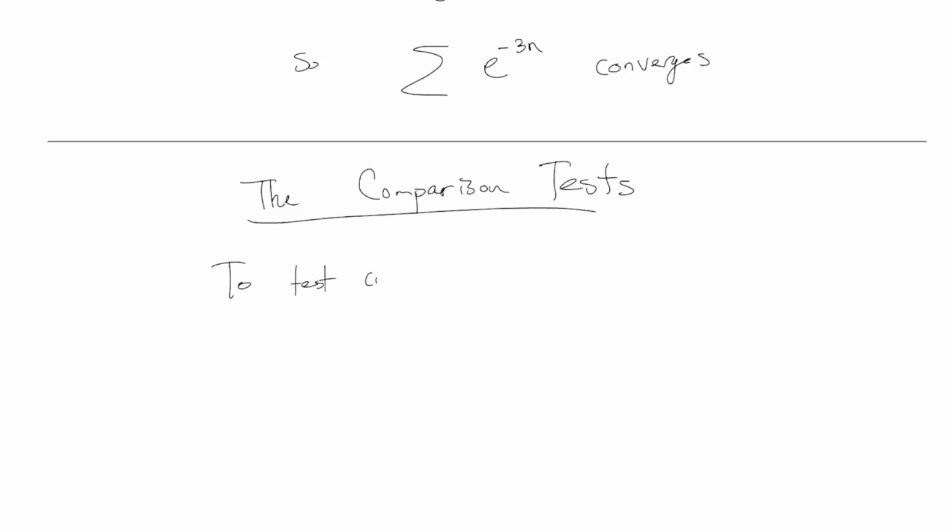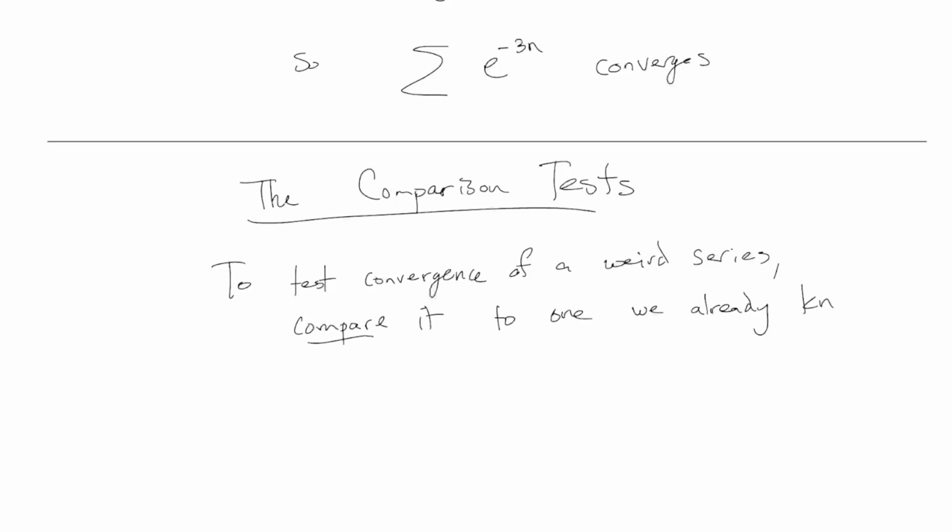to test convergence of a weird series, compare it to one we already know. That's the idea behind the comparison tests. All right? To test the convergence of a weird series, compare it to one that we already know. And by compare, I mean using inequalities. Compare using inequalities to one that we already know.